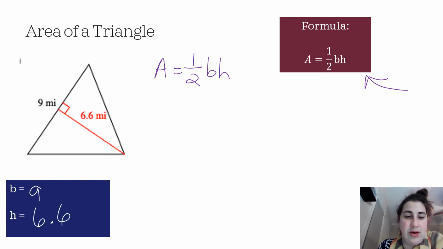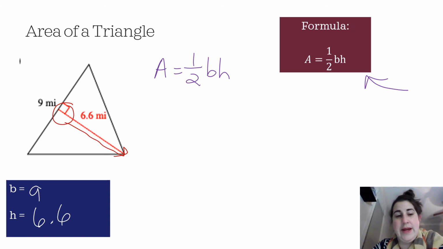So my height is always going to be from the base of the triangle all the way up to the tippy top, to where it points. And then the base is always going to be, notice how in this case the triangle is kind of rotated.